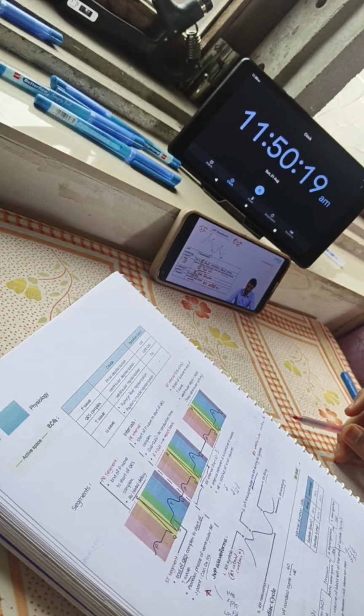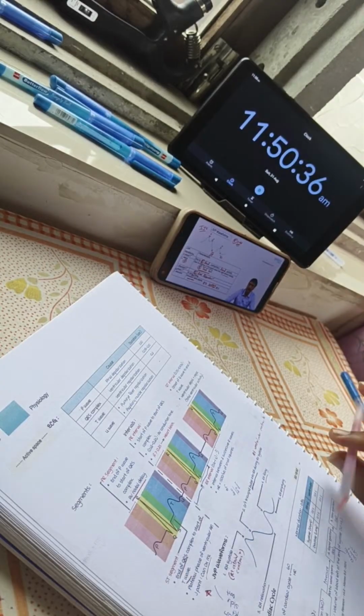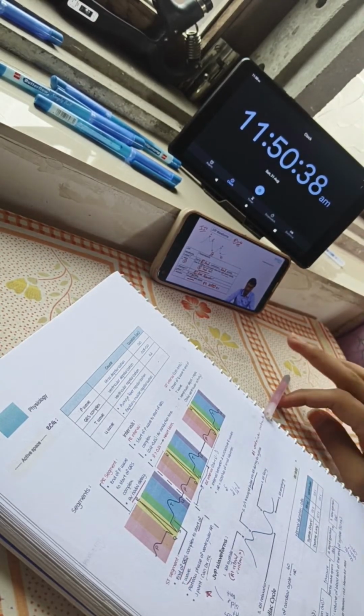That's all. A wave is due to right atrial contraction. C wave is due to right ventricular contraction. X descent is right atrial relaxation. V wave is right atrial filling. Y descent is right atrial emptying. Many times they ask you, what is this X due to? Right atrial relaxation. So any cause they can ask you: A wave, C wave, X descent, V wave and Y descent.